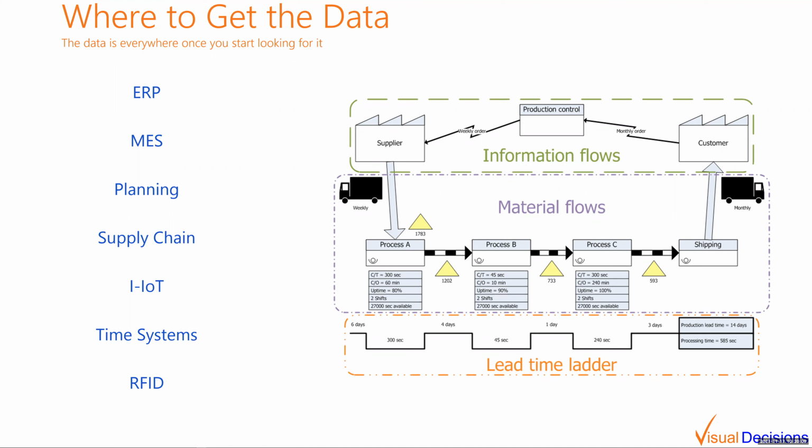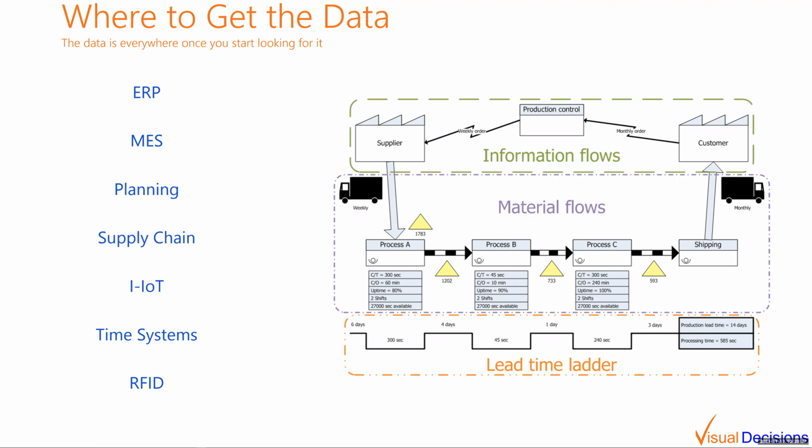MES, depending on how you've implemented it, may track each step within your process, and you might have very good information within there to be able to pull out how long each step takes, as well as how long work orders are spending in between steps and so forth. Planning systems can give you some of this context as well for how long things are supposed to take versus how long they're actually taking.